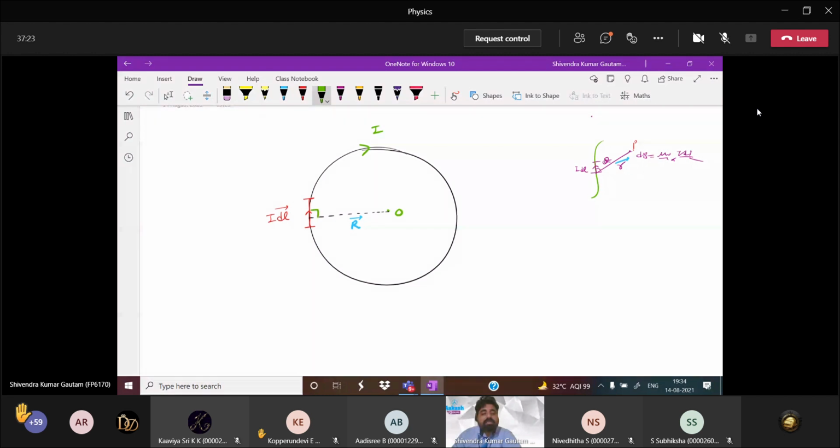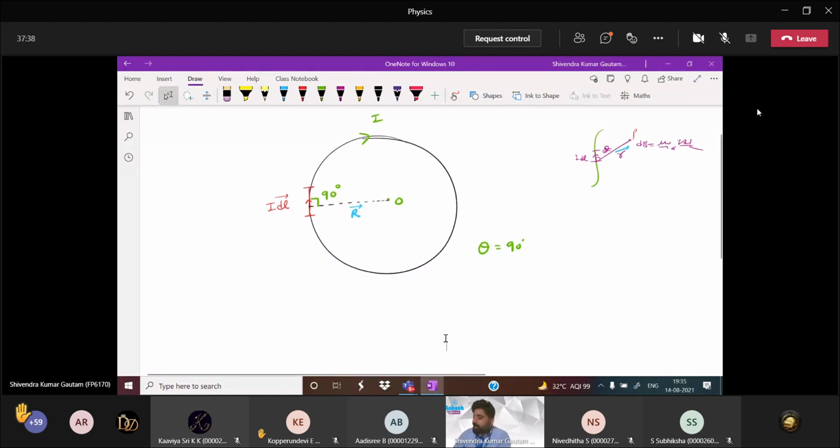So tell me how much angle is there here? 90 degrees. So first thing we got here, see, theta value 90. Now, due to a small ideal element, I want the magnetic field dB. What is dB? I will write here: mu naught by 4 pi, I into dl sine 90 divided by r square.